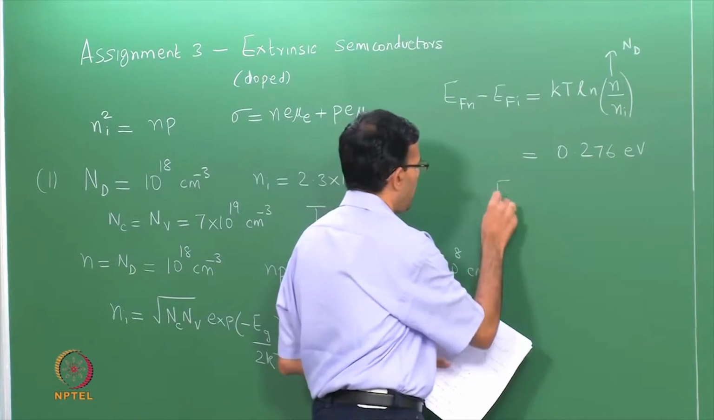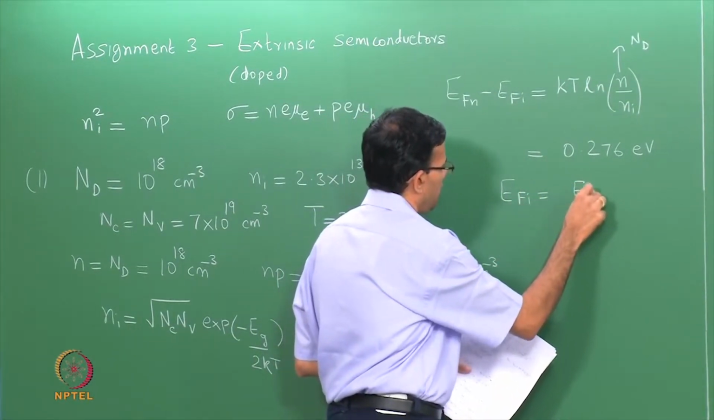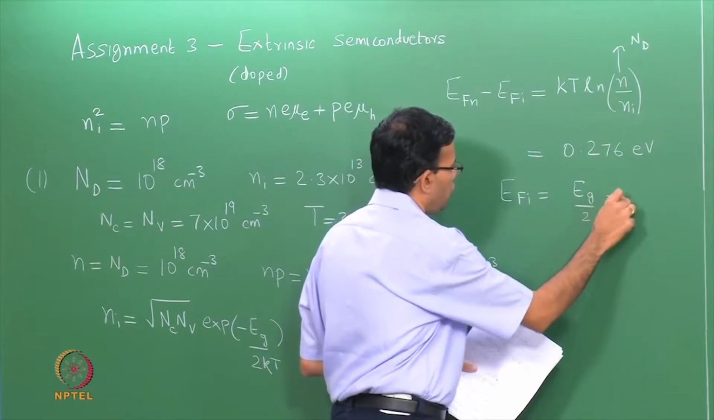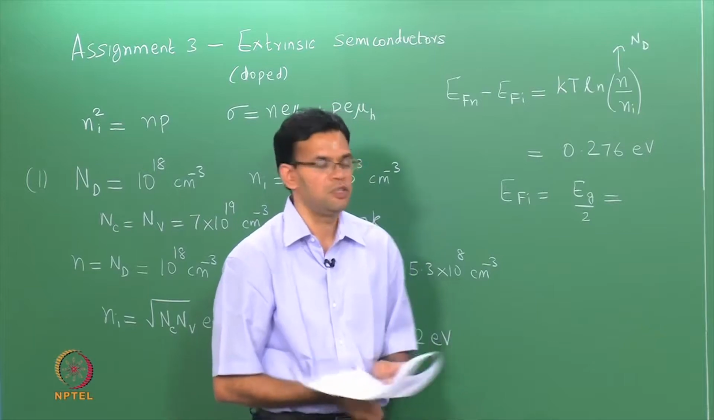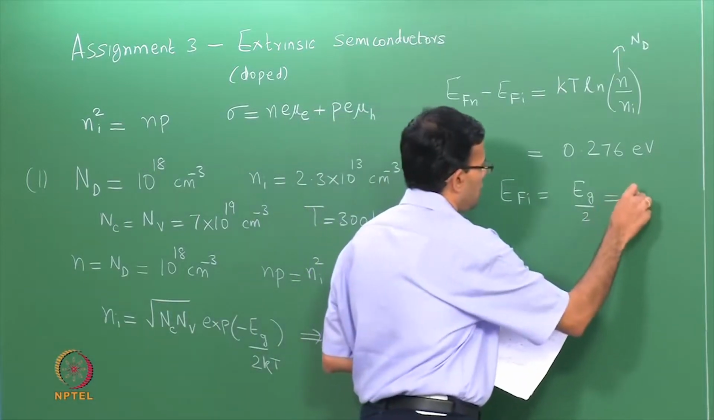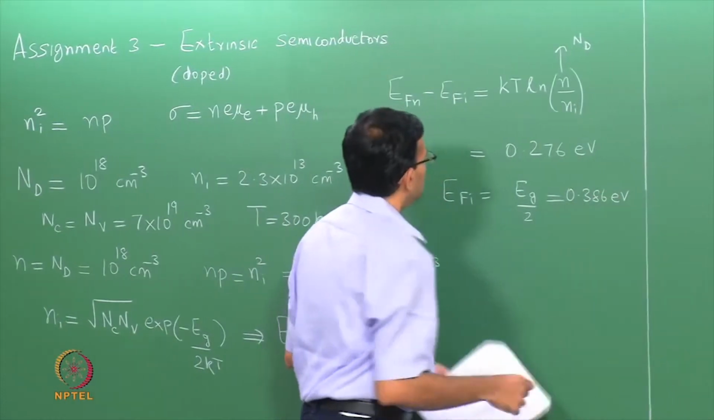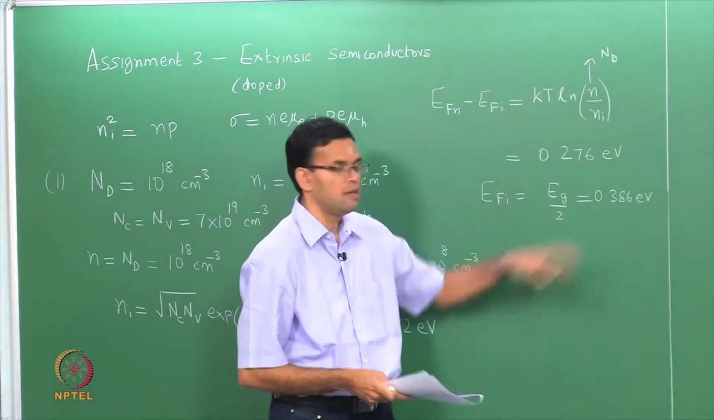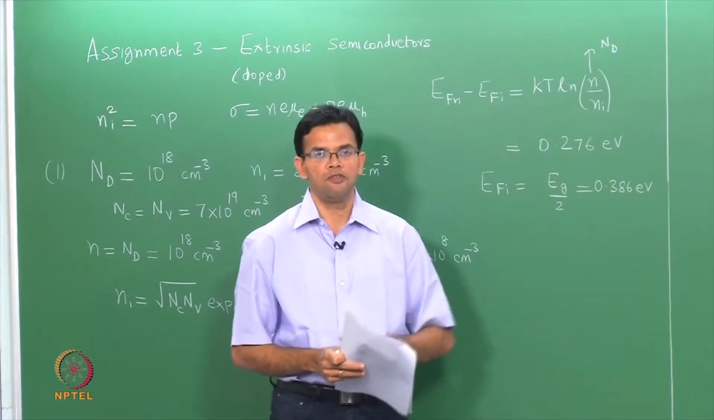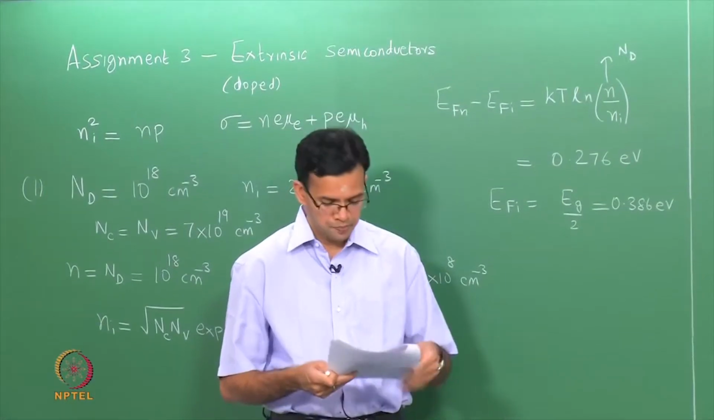So, we can also calculate an absolute value for EFI, which is nothing but Eg over 2. Eg is 0.772, so this is nothing but 0.386. We can substitute for the value of EFI in here and get the position of the Fermi level with respect to the valence band as well.